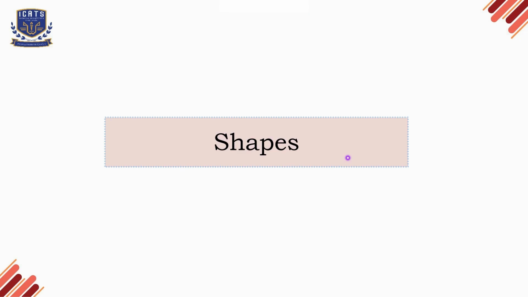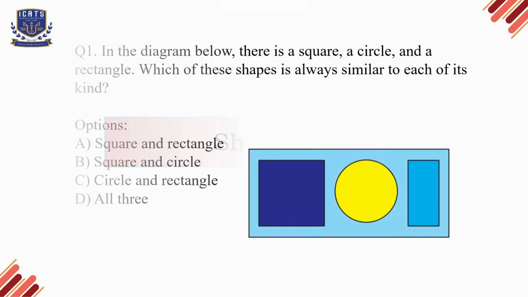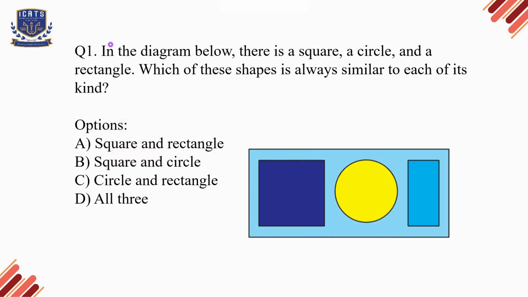Let's discuss the questions related to geometrical shapes first. Question number 1. In the diagram below, there is a square, a circle, and a rectangle. Which of these shapes is always similar to each of its kind? The options are: option A is square and rectangle, option B is square and circle, option C is circle and rectangle, and option D is all three.